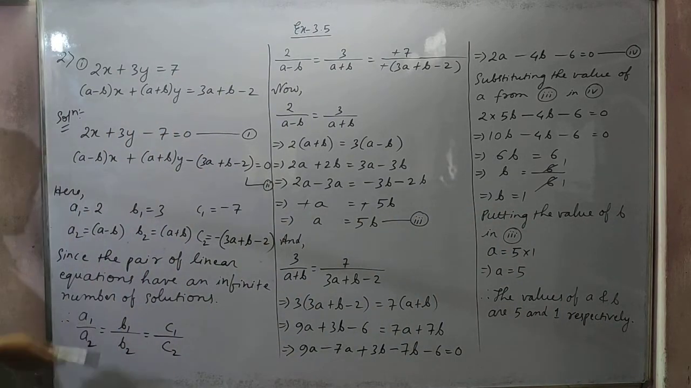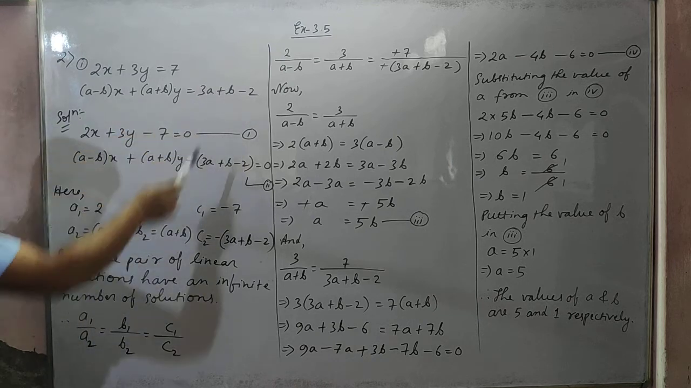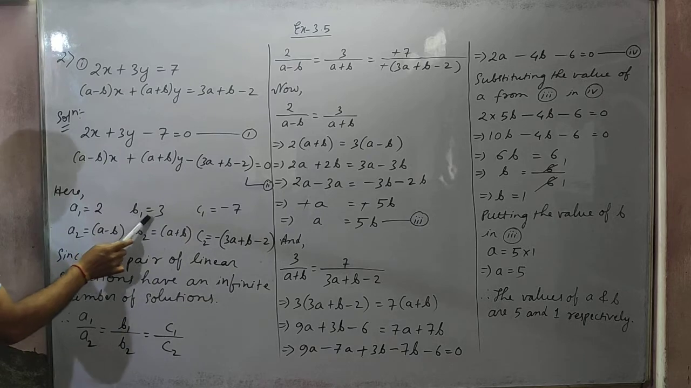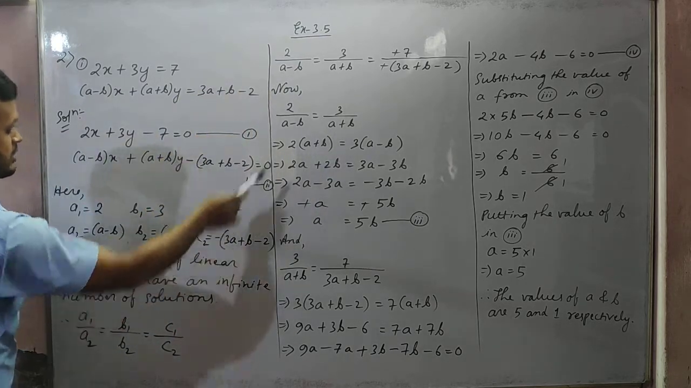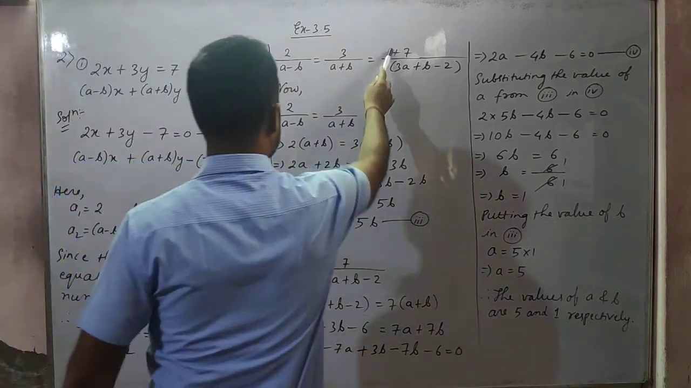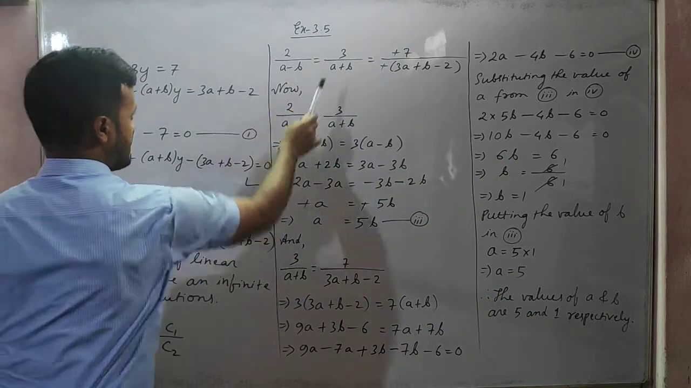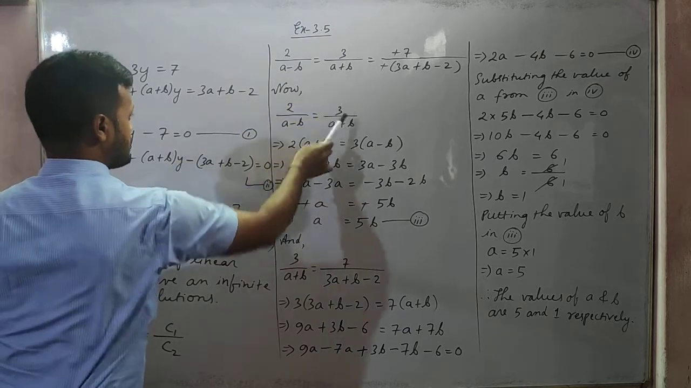Now put the values one by one. a1 is 2, there I wrote. a2 is a minus b, there I wrote. In place of a1 I wrote 2, in place of a2 I wrote a minus b. In place of b1 I wrote 3, in place of b2 I wrote a plus b. In place of c1 I wrote minus 7, in place of c2 I wrote minus 3a plus b minus 2. So minus is cancelled. Now two terms you have to take. This one and this one I have taken. 2 by a minus b is equal to 3 by a plus b.